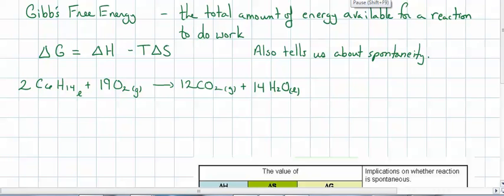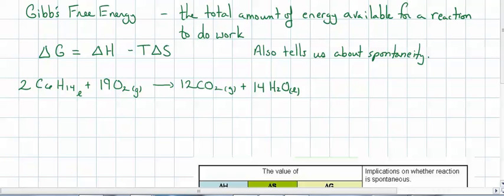Hello, this video is on Gibbs free energy, or the total amount of energy available for a reaction to do work. It's basically how much energy you can get out of a reaction. It also tells us whether something's spontaneous or not. If it's a negative delta G, then it's spontaneous. If it's positive, it's non-spontaneous.